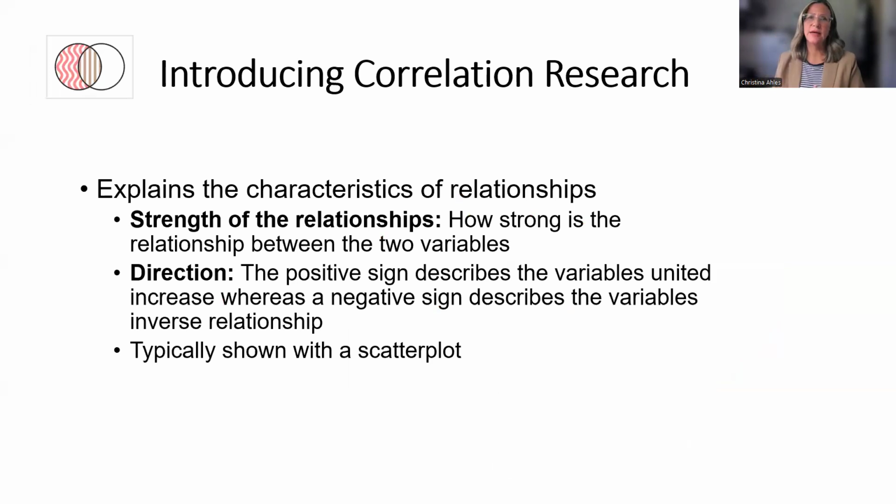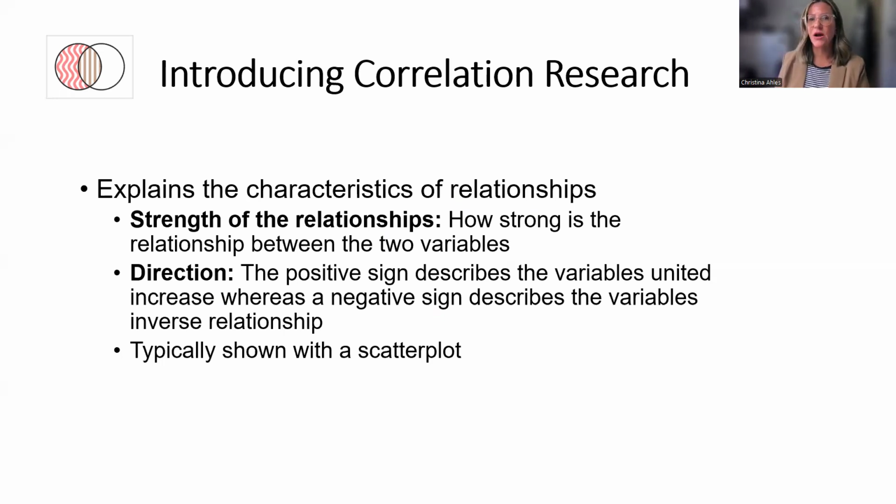So when we get correlation research and we start looking at the relationships, we're looking at, number one, the strength of the relationship. How strong is the relationship between the two variables, but also the direction of the relationship. So there could be a positive sign or a negative sign when we're dealing with correlation research. A positive sign means there's a positive relationship, meaning as one variable goes up, the other variable goes up. Or there could be a negative sign, and that means there's an inverse relationship, meaning that as one variable goes up, the other variable goes down.